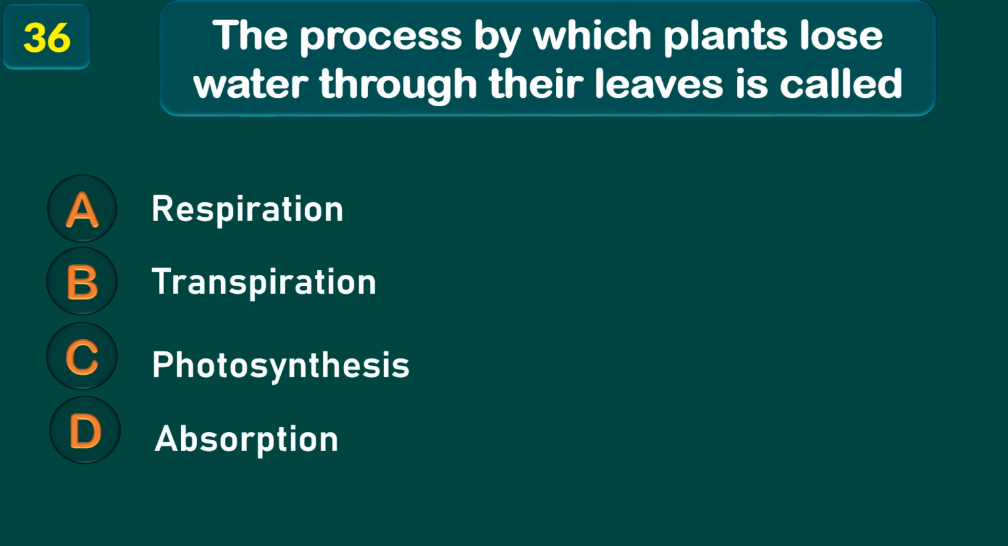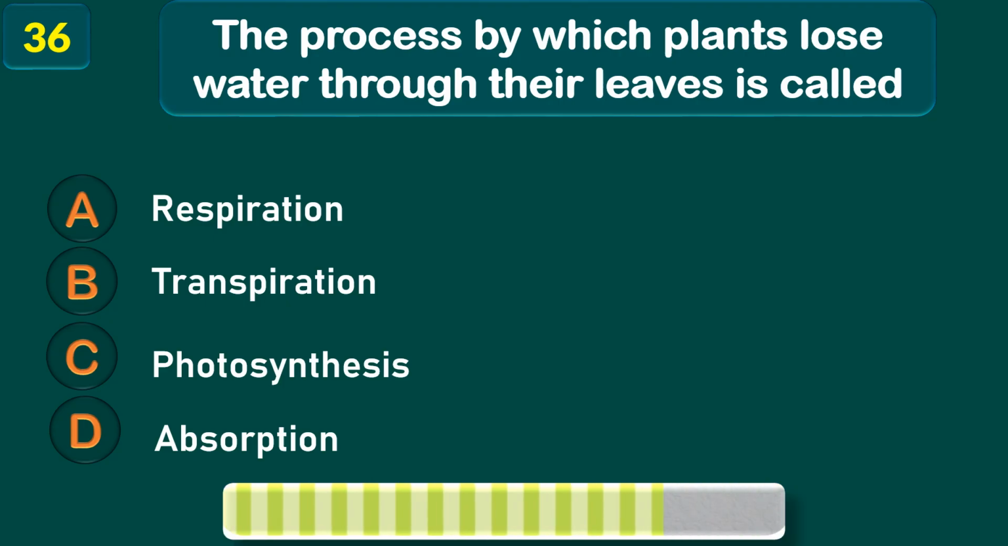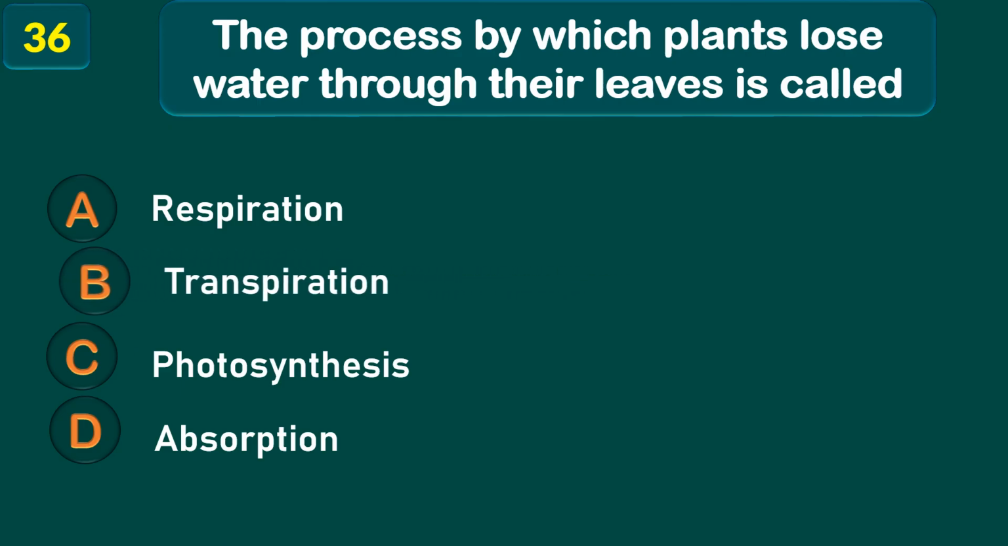The process by which plants lose water through their leaves is called A. Respiration, B. Transpiration, C. Photosynthesis, D. Absorption. Answer: B. Transpiration.